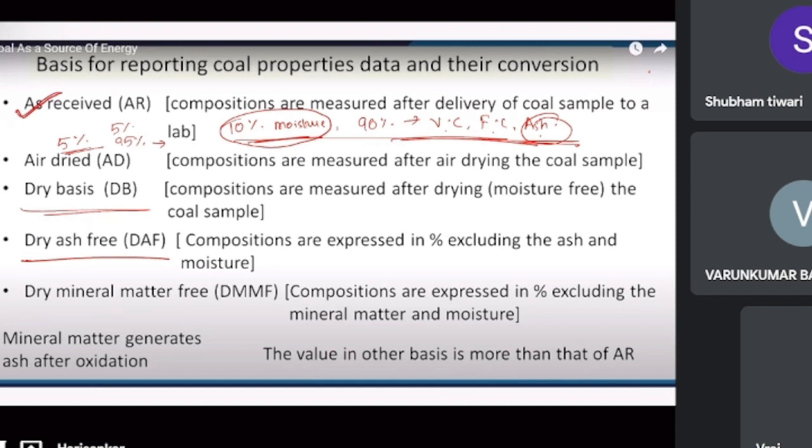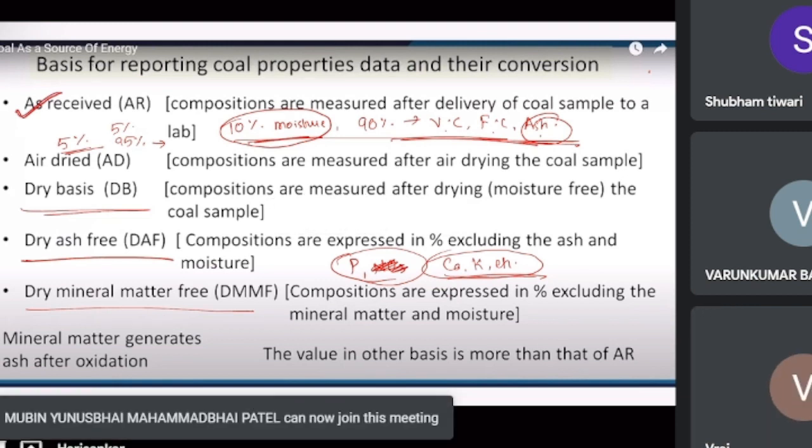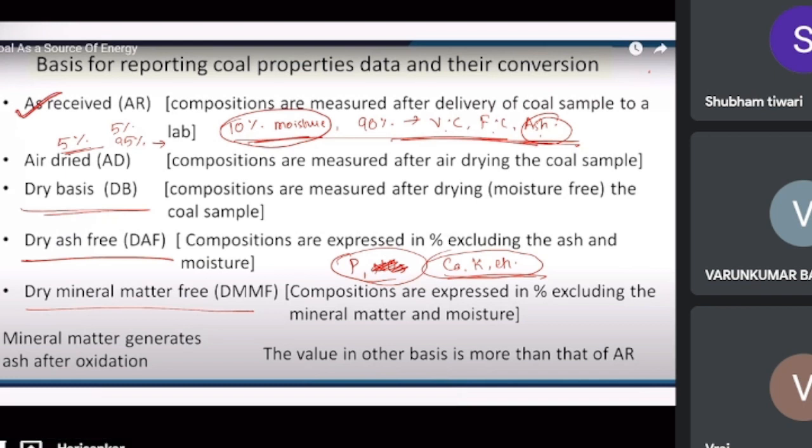If your coal sample has some minerals, like some metals, or let's say phosphorus, nitrates, and so on. Nitrates come under N and O, so those won't be counted, but mostly phosphorus or a metal like calcium, potassium, just giving a very vague example right now. If you want to report without considering these minerals, then that basis is called dry mineral matter free basis. So these are the different bases that you can use to represent the approximate composition of the coal.